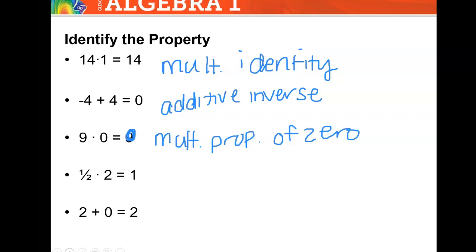All right, how about 1/2 times 2 equals 1 now? So it's not the same as example 1. It's a little bit different. 1/2 times 2 equals 1. Guesses? Perfect.